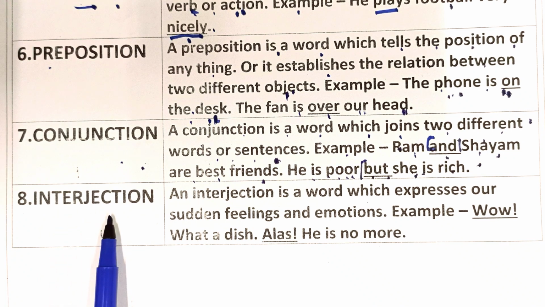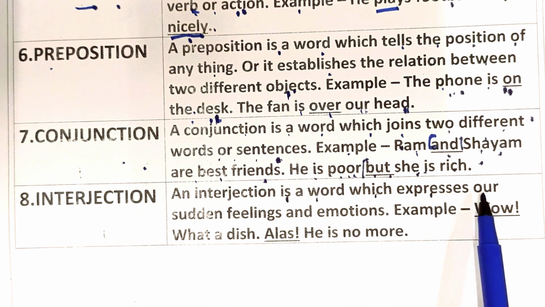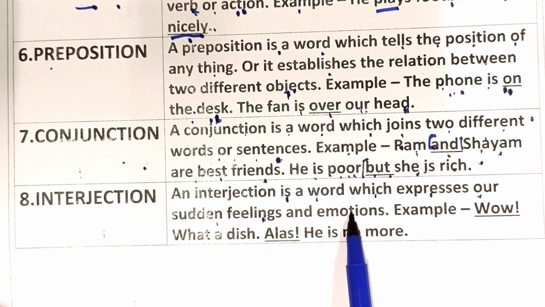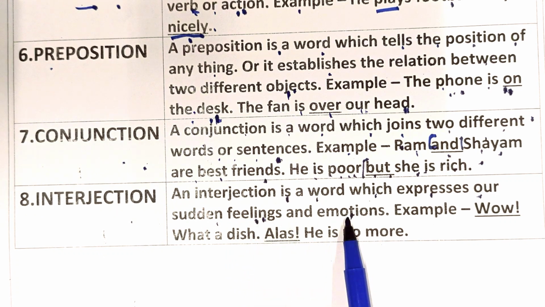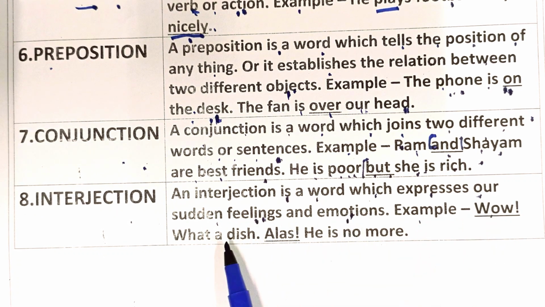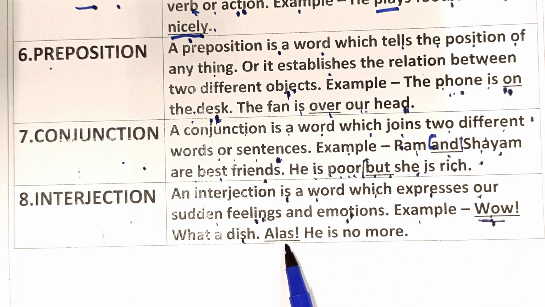Next one is interjection. What is an interjection? An interjection is a word which expresses our sudden feelings and emotions. Interjections help to express our feelings and emotions. For example, wow, what a dish! This wow is our exclamatory word, and we are expressing our feelings with the help of this word. And alas, he is no more! So this is also an interjection, and an interjection always ends with a mark that is called the exclamation mark.